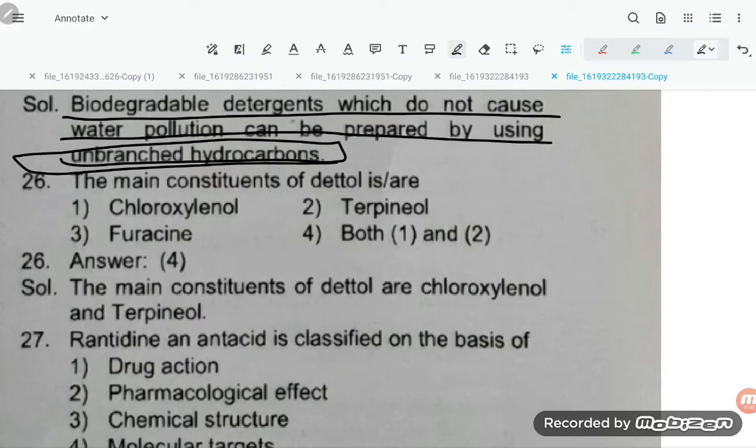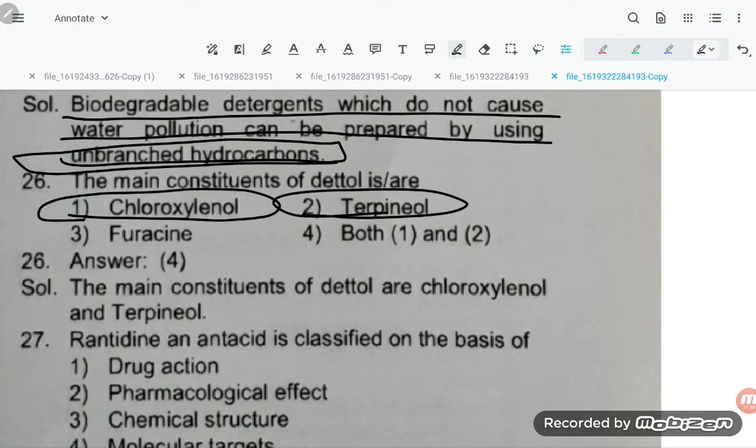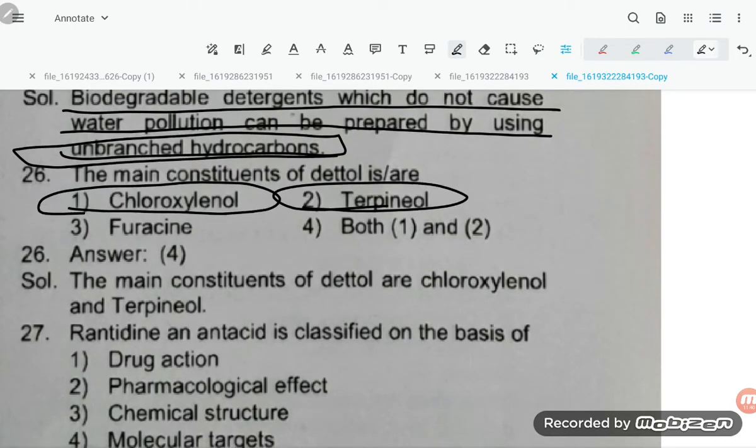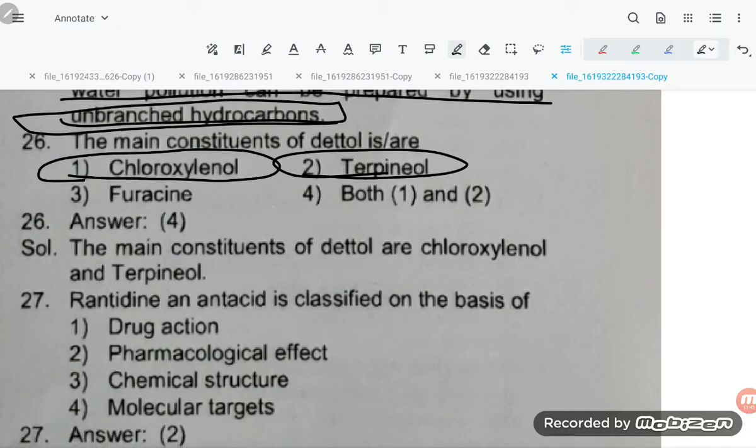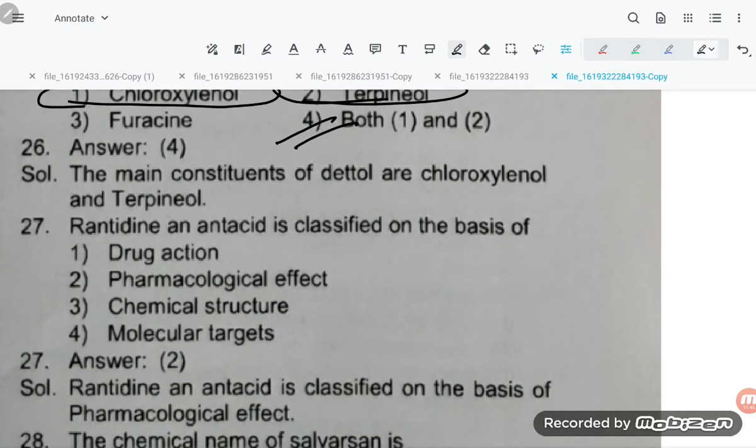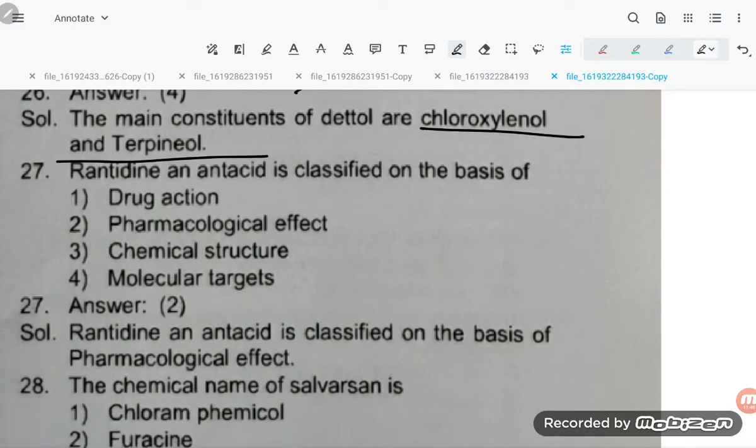The main constituents of Dettol are chloroxylenol and terpineol. Option number 4 is correct, A and B.